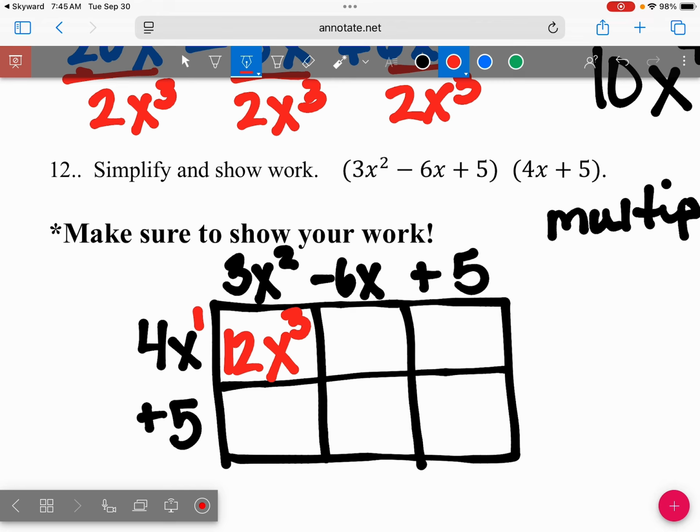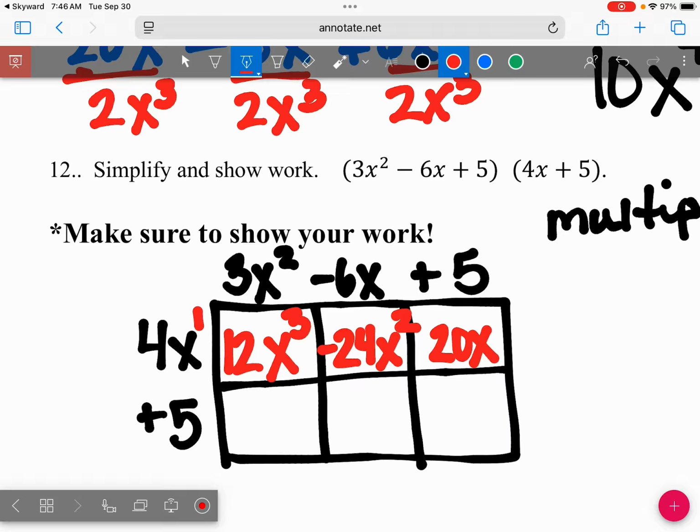And then my next square, I have negative 6x times 4x. So that would be a negative 24x to the power of 2. Wait, I said it wrong. Okay, sorry. Negative 6x times 4x is negative 24x squared. My brain does that a lot. And then we have 5 times 4x, which would be a positive 20x.